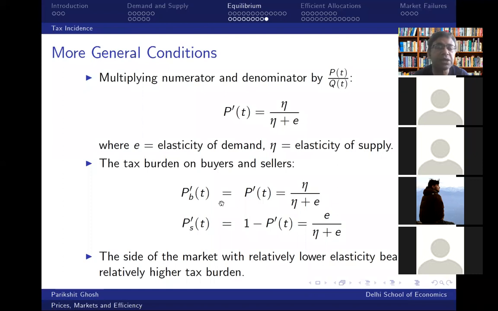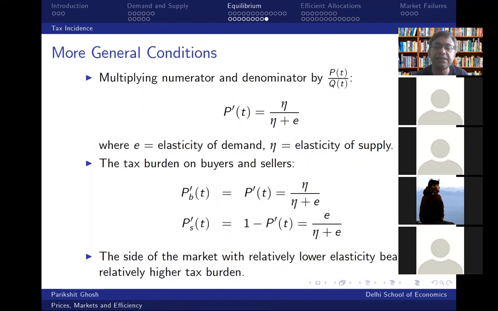What does that say? That means that in that case, when demand is totally inelastic, the entire burden will be on the buyers. And again, intuitively, that's not hard to see. Very inelastic demand means that buyers are somehow extremely dependent on this product. They cannot substitute away from it. They cannot cut back on its consumption.